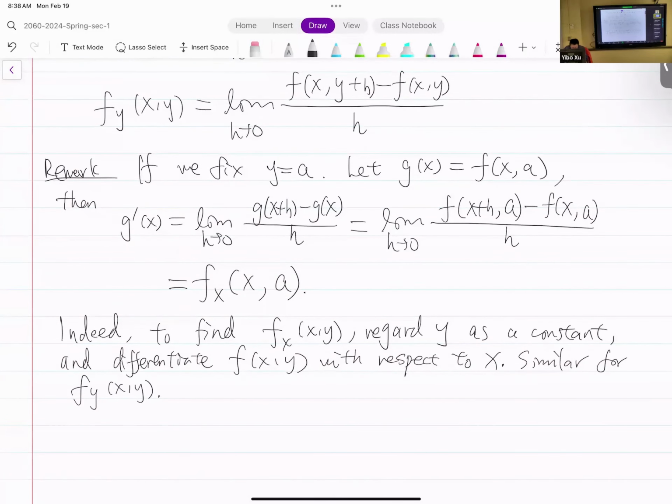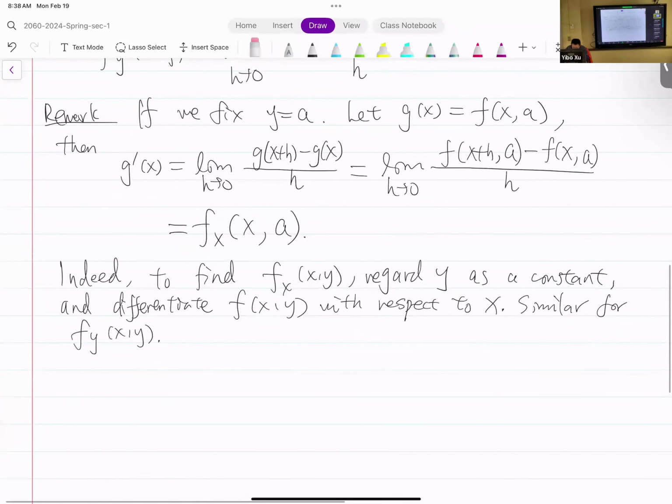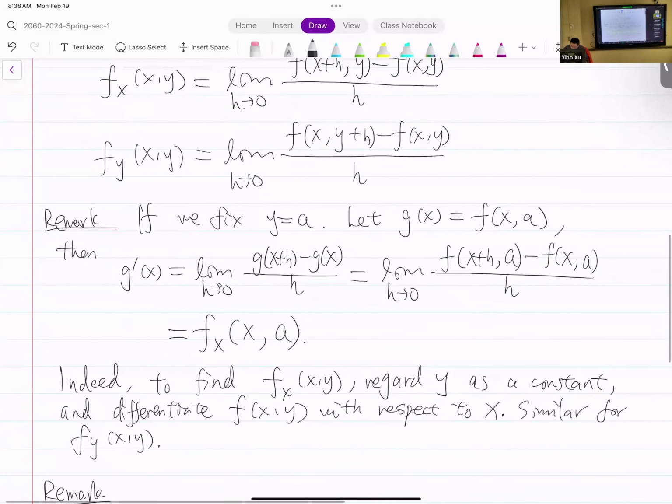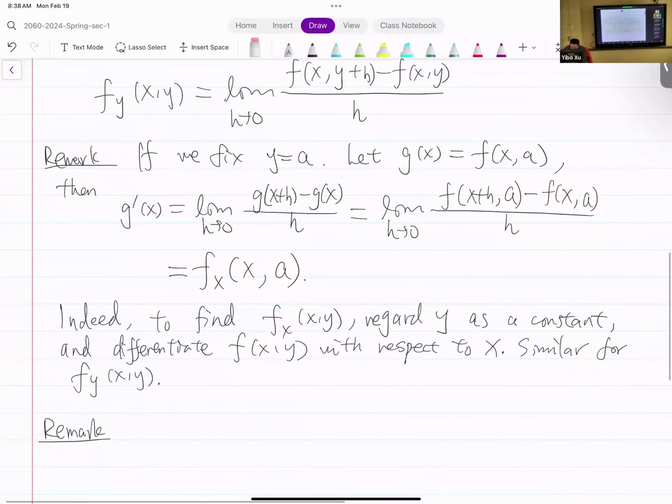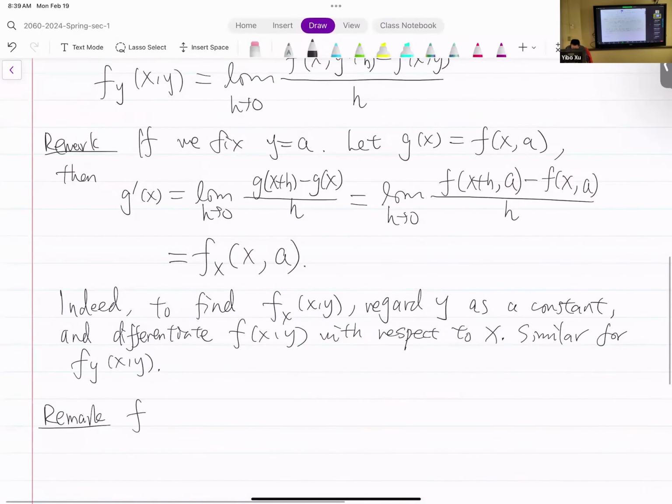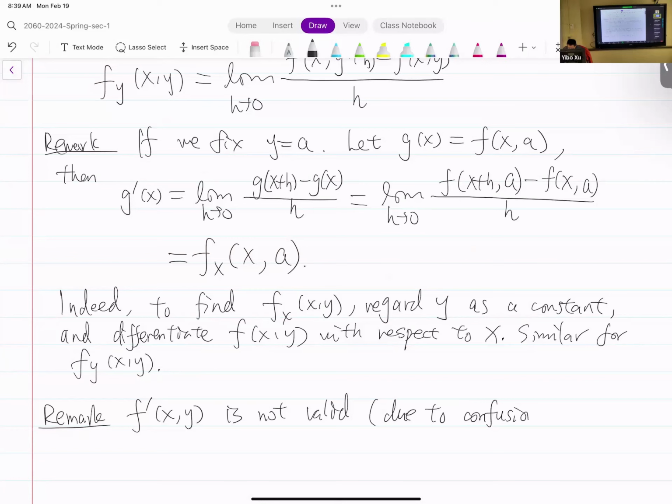Okay, so before we look at some examples, let me quickly also mention another remark about the notations. Remark. So here we see that we have two partial derivatives. We have f sub x, we have f sub y. So the original prime notation for the univariate functions will not be a reasonable notation anymore. Okay. So when you talk about f prime of x, y, this is not a valid notation due to confusion of variables.